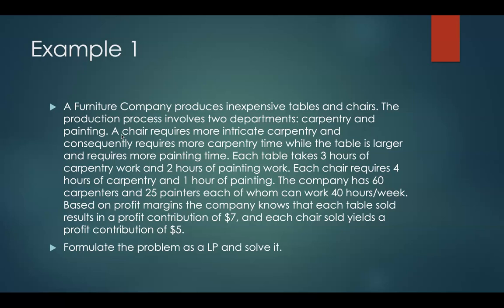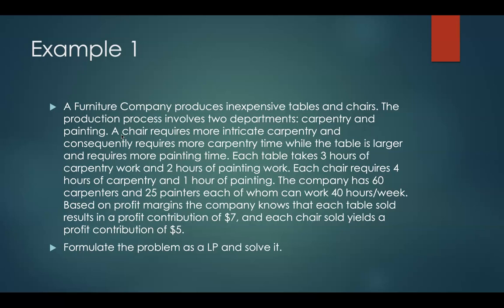So this is a simple example of a furniture company that produces inexpensive tables and chairs. There are no colors on it, there are no special additions on it. It's just simple chairs and simple tables. And the manufacture of these tables and chairs involves two departments, a carpentry department and a painting department.